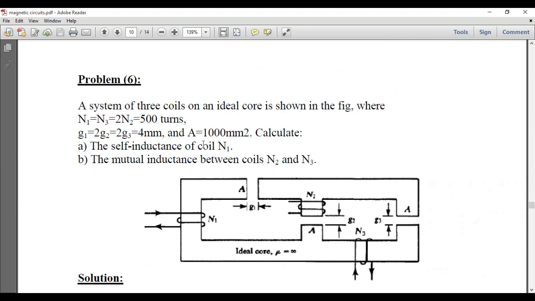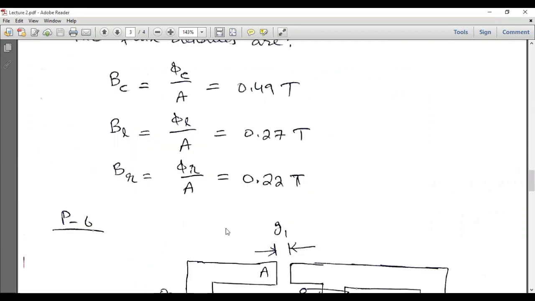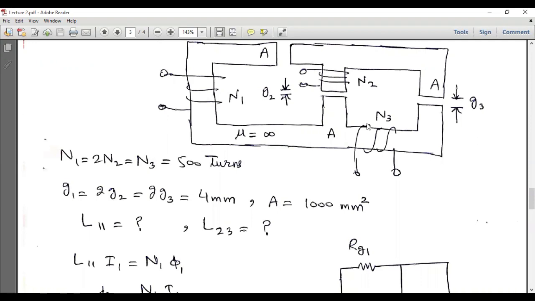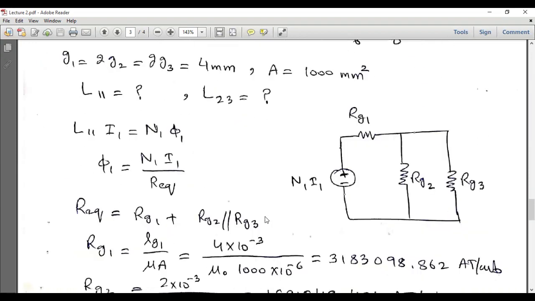The quantities to be found are the self-inductance of coil N1 and the mutual inductance between coils N2 and N3. So first of all, we will draw the electrical equivalent circuit, and for calculating the self-inductance of the winding N1, we will ignore all the other MMF sources in the system. So only winding 1 will be considered, and these are the reluctances of the air gap, since the reluctance of the core is equal to zero due to the infinite relative permeability.